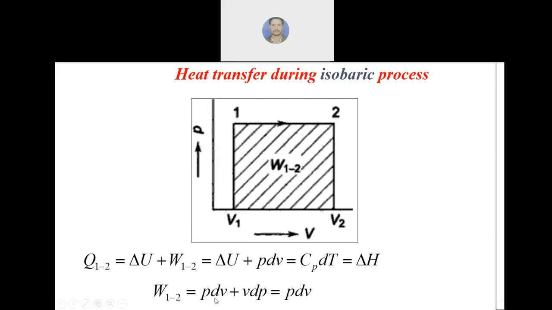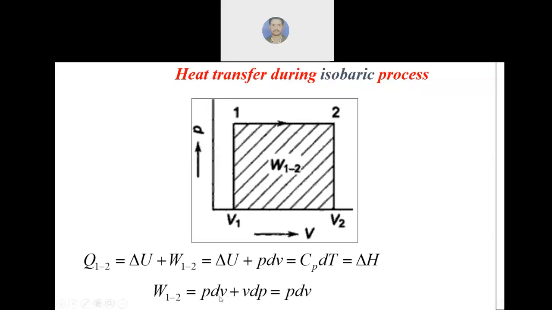Now, work done you can write like this: PdV plus VdP. Because pressure is constant, this dP will become 0. So you are left with PdV only. That's why we have written work done equals PdV. Is it clear to you?